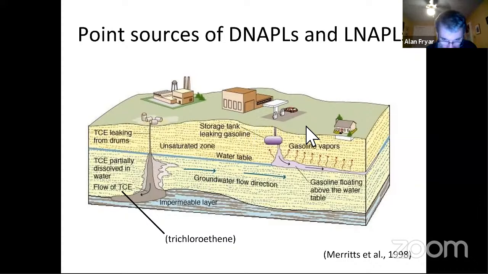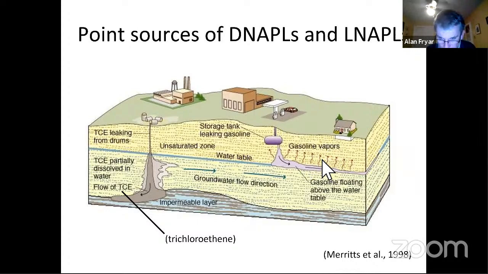To the right is a scenario where there is a leaking underground storage tank at a gasoline station, and the gasoline moves down again to the water table, but tends to float on the water table. Some of it will dissolve. Some of it will volatilize, as I mentioned. And again, you may have residual gasoline left as little blobs, discontinuous little pockets of gasoline within pore space in the redox zone.